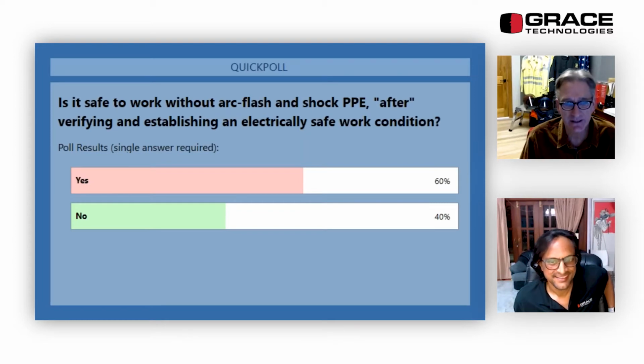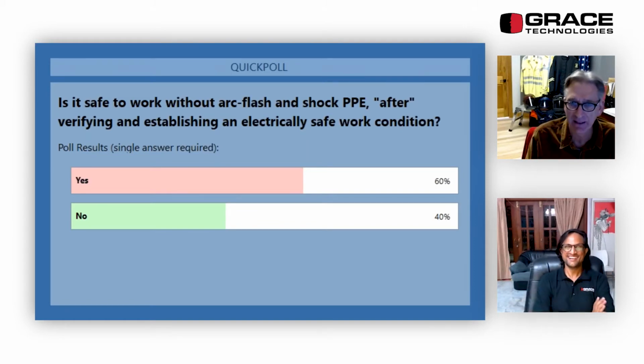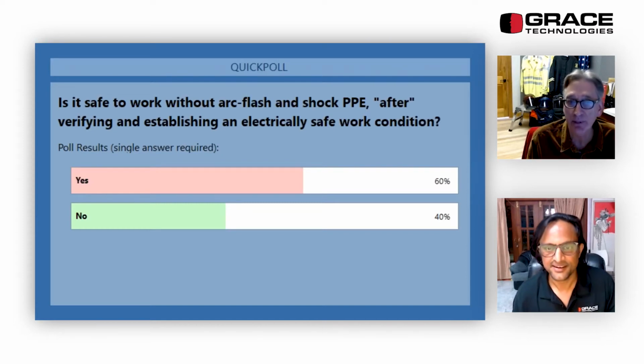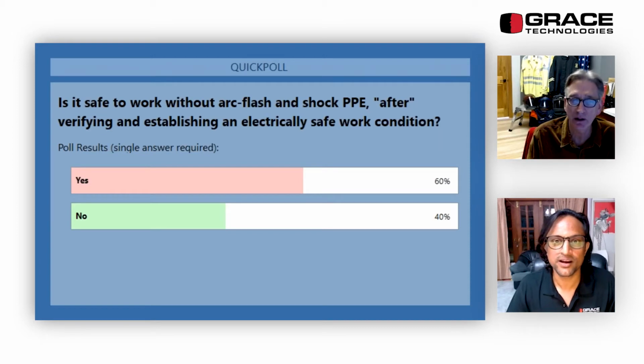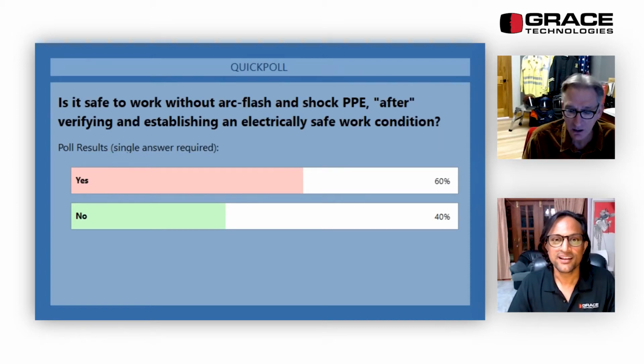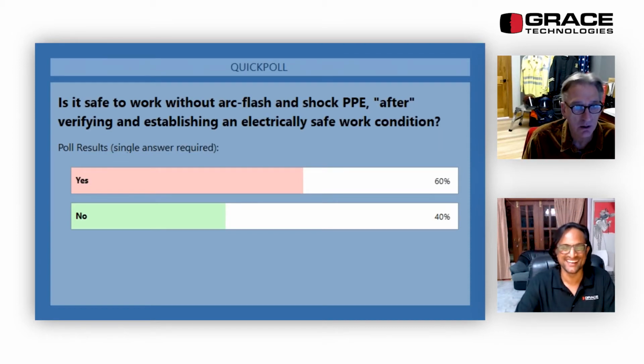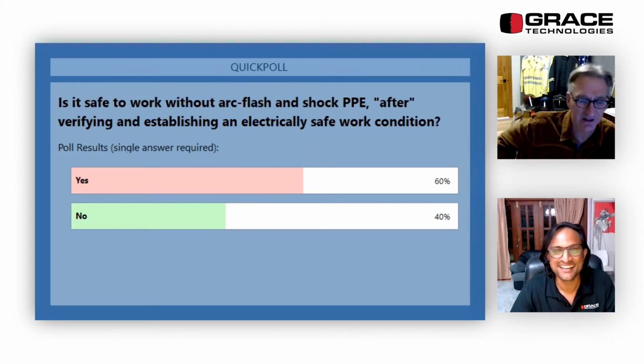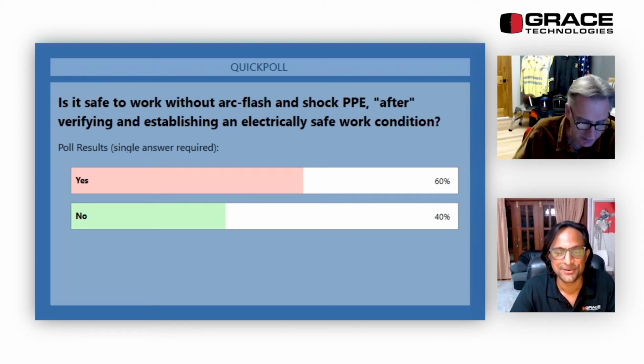The answer to this is yes, it is safe. Once you have established and verified that the equipment is in an electrically safe work condition, you can remove your arc rated PPE and your shock PPE. Unless they are in love with their PPE, they're allowed to wear the PPE and work.